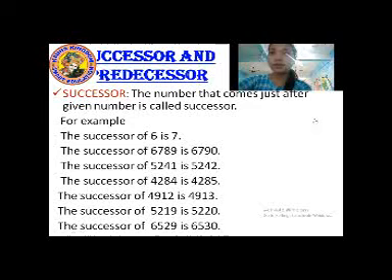Okay. The successor of 5219 is 5220 because the number 5220 comes just after the number 5219. And the successor of 6529 is 6530 because the number 6530 comes just after the number 6529.